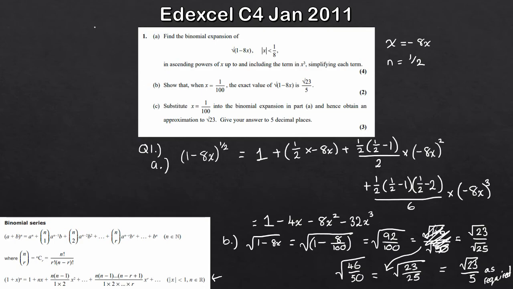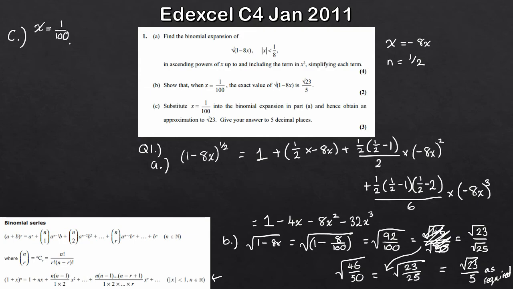And then for part C, if we just do it at the top here, I know it's a little bit all over the place, but we're on the very last question here now. So we're going to substitute this into the expansion to obtain an approximation for root 23. So what would that be in this case? Well, if root 23 over 5 is equal to the exact value of this, what we can do then is use our expansion. So we're using 1 minus 4x minus 8x squared minus 32x cubed with x equals 1 over 100. So let's do that.